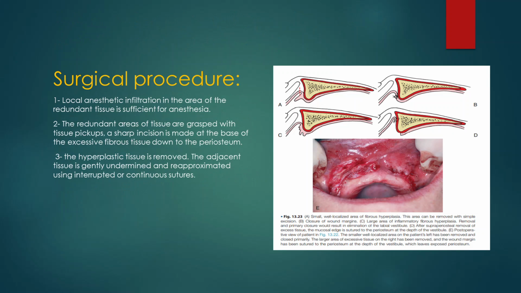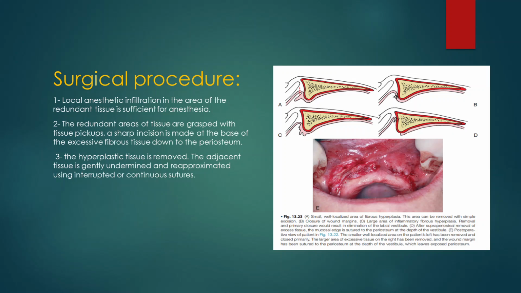The surgical procedure consists of the following steps. First of all, we have to locally anesthetize the area using the infiltration technique. Then the redundant area of the tissue is grasped with tissue pickups. A sharp incision is made at the base of the excessive fibrous tissue down to the periosteum. The hyperplastic tissue is removed.